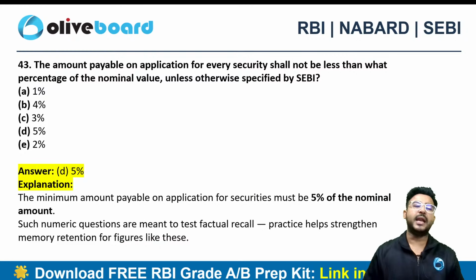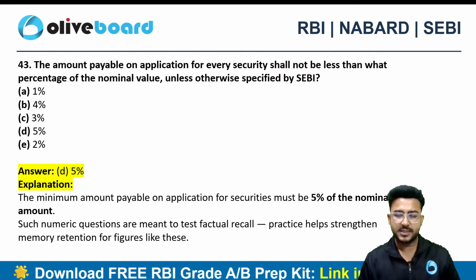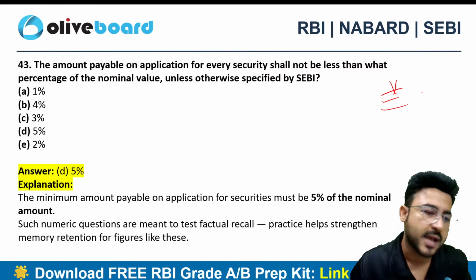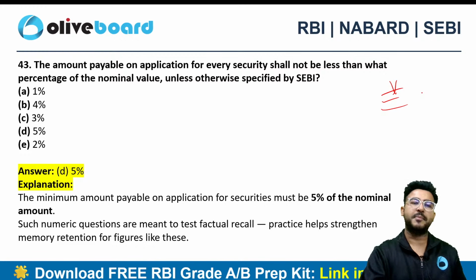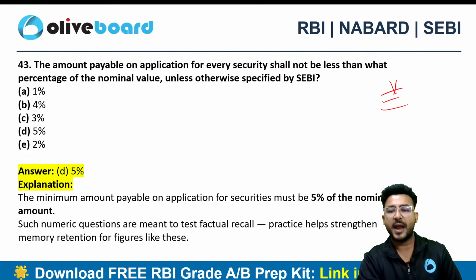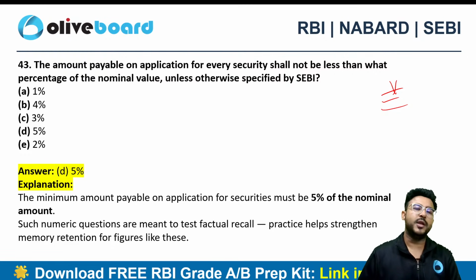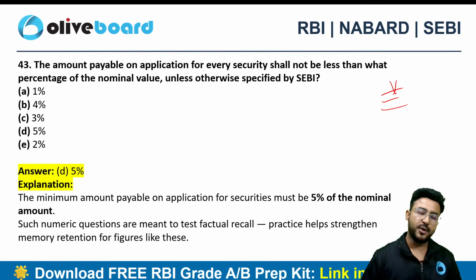You need to pay at least a minimum of 5%. Please do remember this question, ये repeat हो सकता है. This can again come in your examination, okay? 5% is the bare minimum amount you need to pay at the time of application. If you are applying for some shares, then you need to pay at least 5% of the nominal value, right? Even for the application.